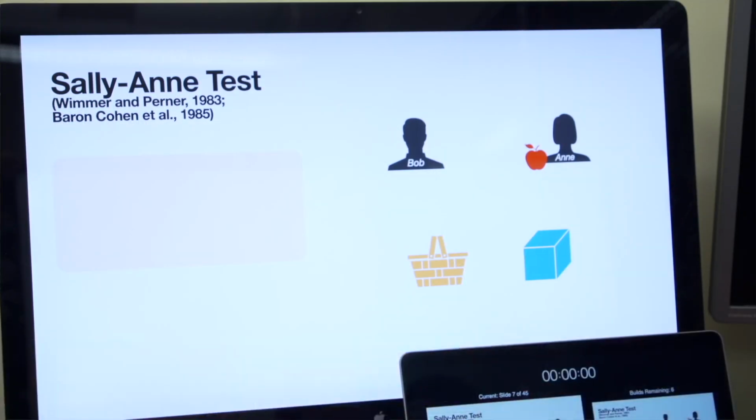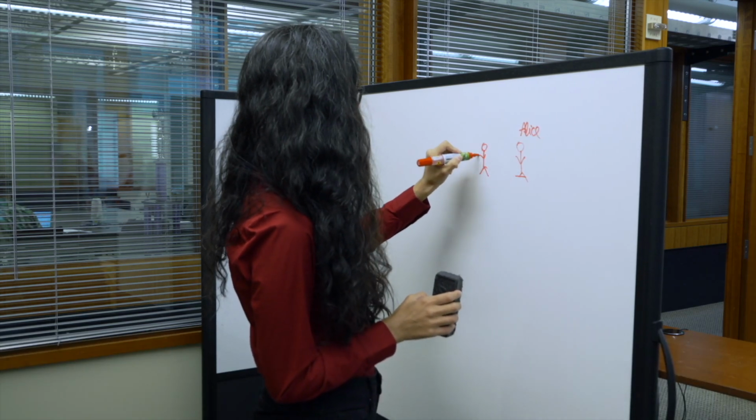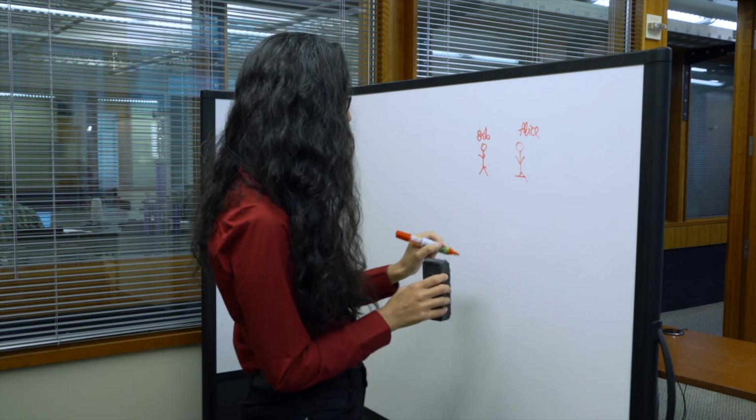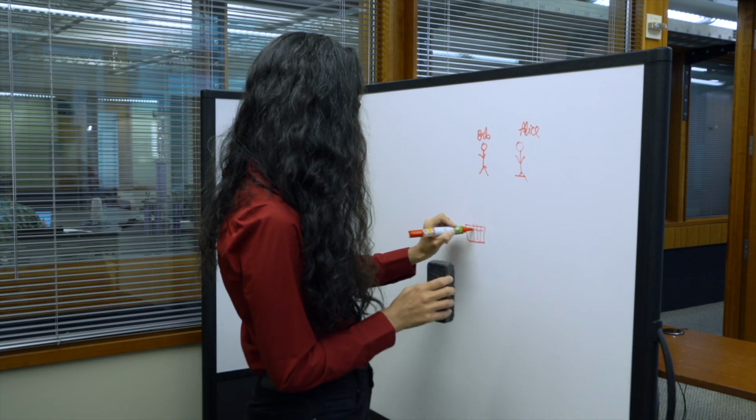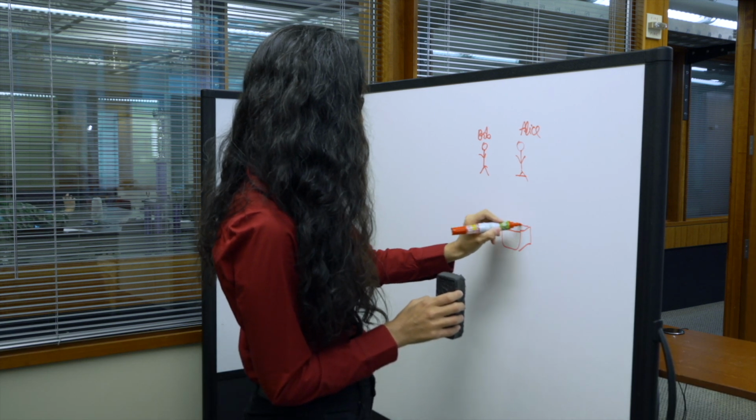Melanie works at her desk with her laptop and the attached monitor. Her laptop displays an icon of a man, an icon of a woman with a red apple overlaid, a basket icon and a blue box, as well as a timer. The monitor displays the same icons in the text Sally-Anne test, Wimmer and Perner, 1983, Baron-Cohen et al., 1985. Say Alice and Bob are in a room where there is a basket and a box. Melanie stands before the whiteboard and holds the red marker.